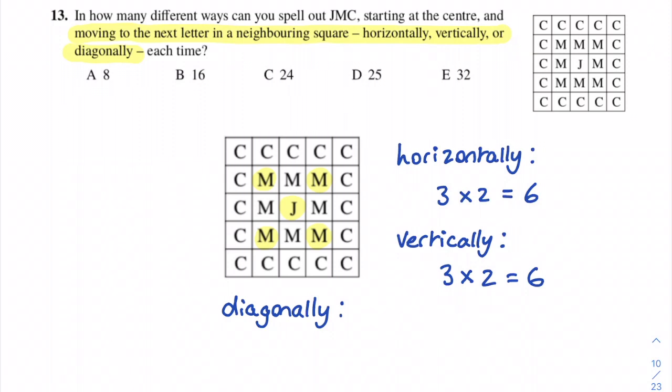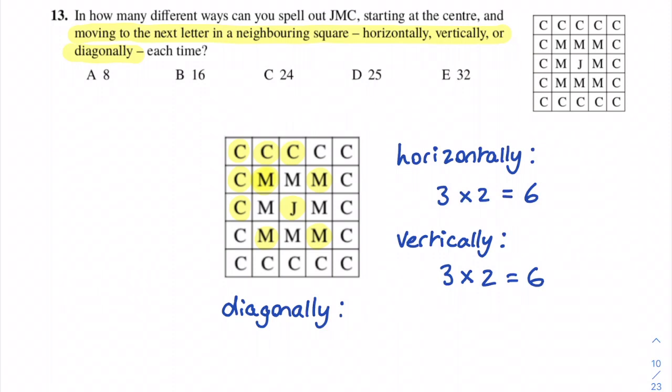Okay, and from each value of M, how many C's can we get to? From this M here, we can go to this value of C, this value of C, this value of C, this value of C, and this value of C, since we can move both horizontally, vertically, and diagonally.